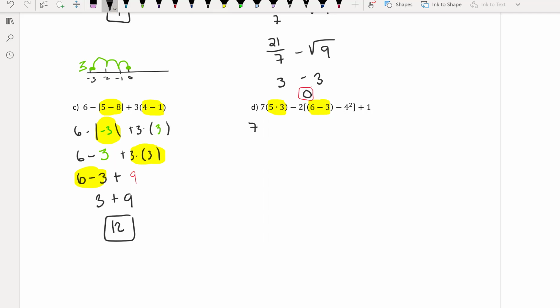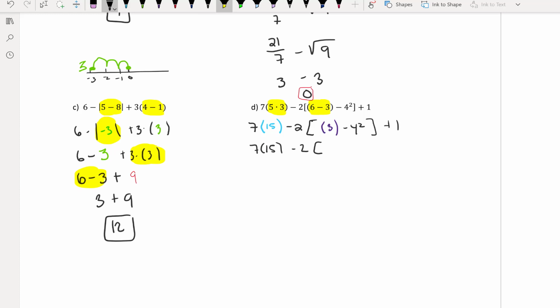So I'm going to have 7. And here, I'm going to have my 5 times 3, which is a 15. And I'm going to have minus 2 bracket. And my parentheses, since I'm working from the inside to the outside, 6 minus 3 would be 3. I have minus 4 squared plus 1. So I still have my grouping symbols. That would be my brackets there. So I'm going to go ahead and copy that down. So 7 times 15 minus 2.